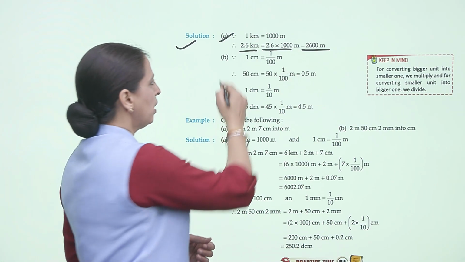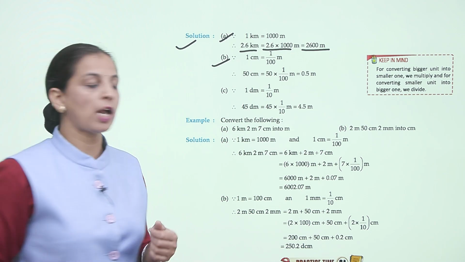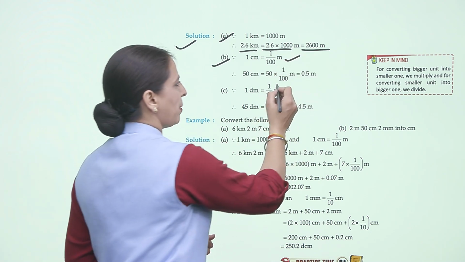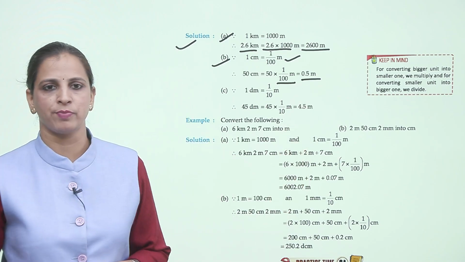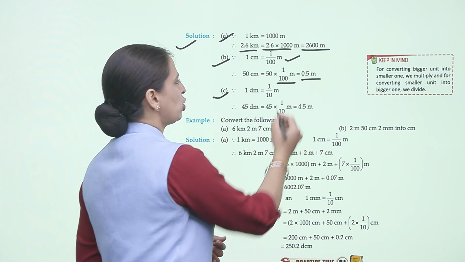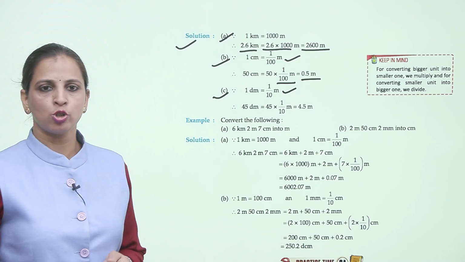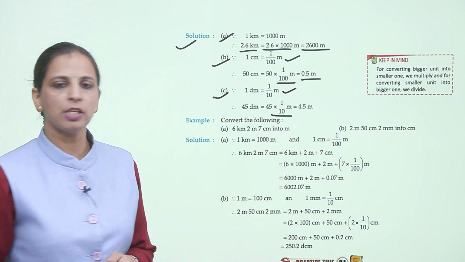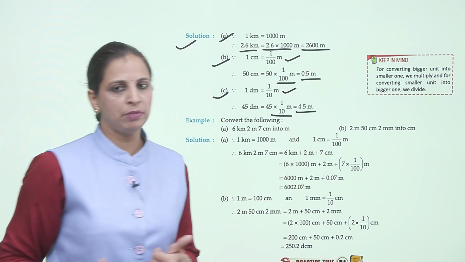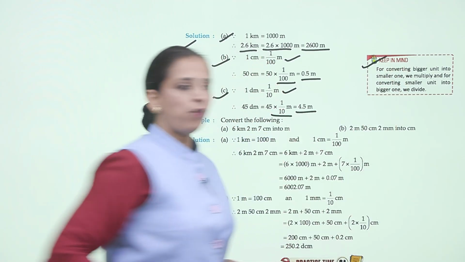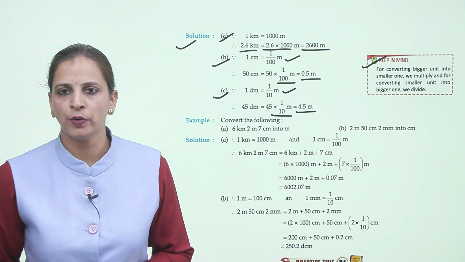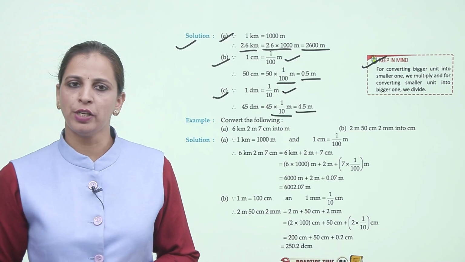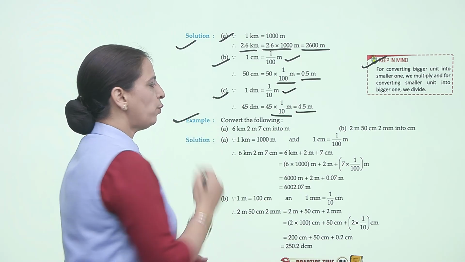Now B part. 1 centimeter is equals to 1 upon 100 meter. So 50 centimeter is equals to 50 multiplied by 1/100, that is equals to 0.5 meter. C part. 1 decimeter is equals to 1 upon 10 meter. So 45 decimeter is equals to 45 multiplied by 1 upon 10 meter is equals to 4.5 meter. Keep in mind. For converting bigger units into smaller one, we multiply, and for converting smaller units into bigger one, we divide.